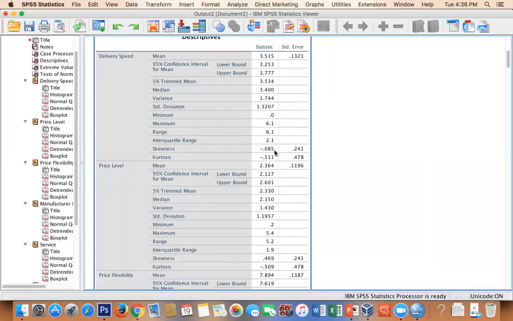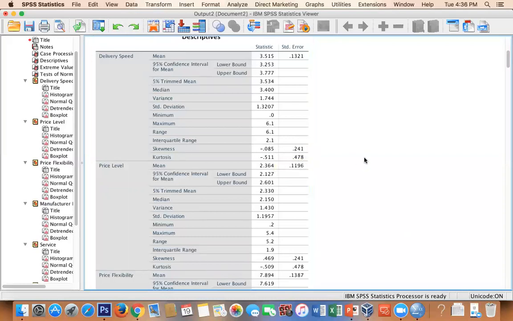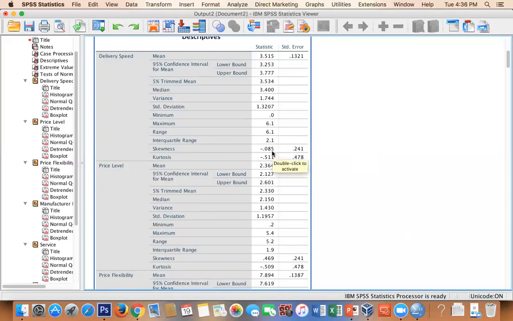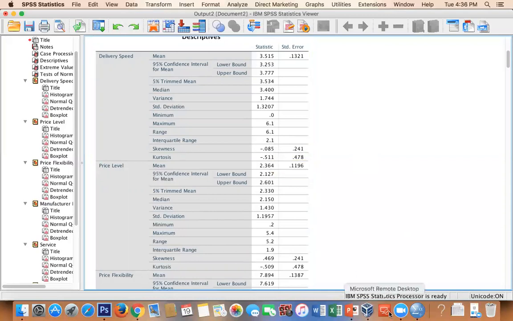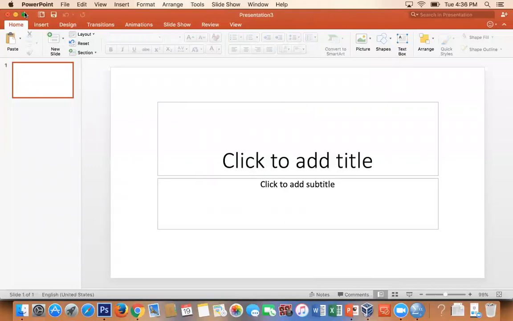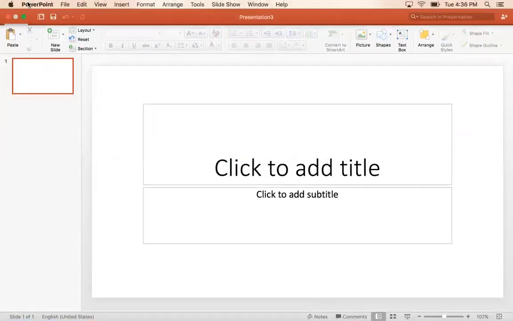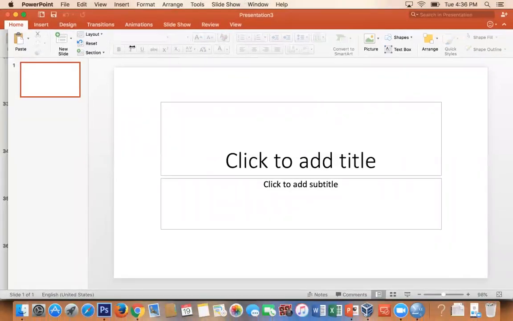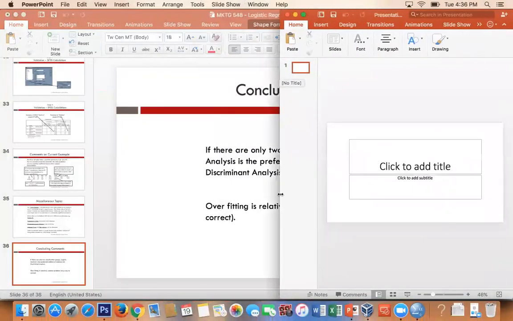But in this case, how do you deal with skewness? It depends on what book you see. There are a variety of ways people explain how to understand skewness and kurtosis. Simply speaking, my suggestion is to consider both values, the actual statistic and the standard error. Now, how do we do it? I'm just going to use the PowerPoint. Bear with me for a second.